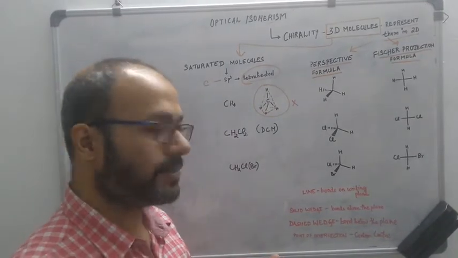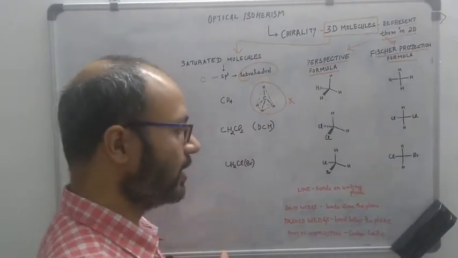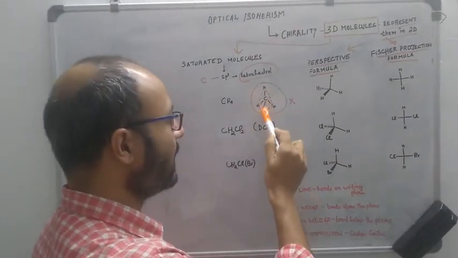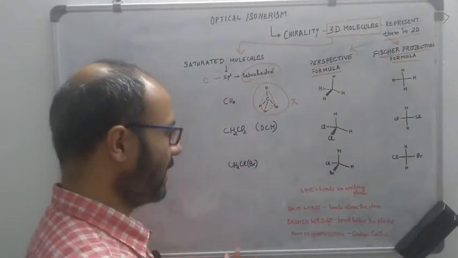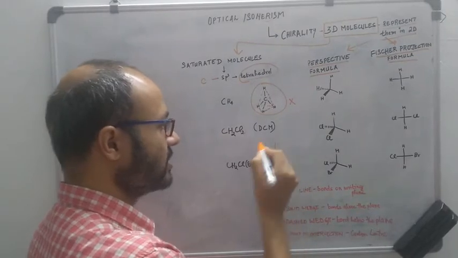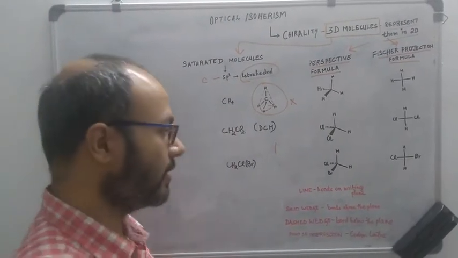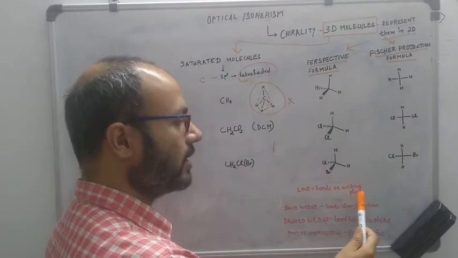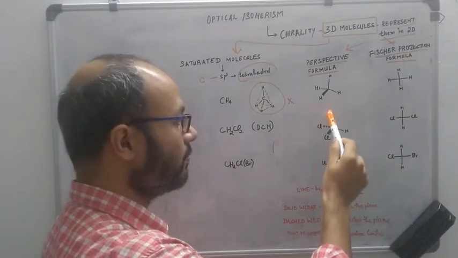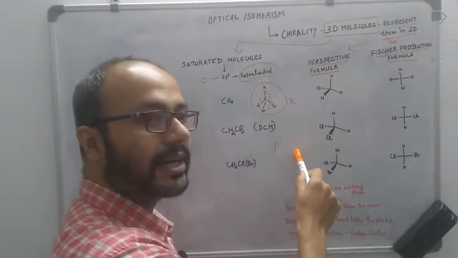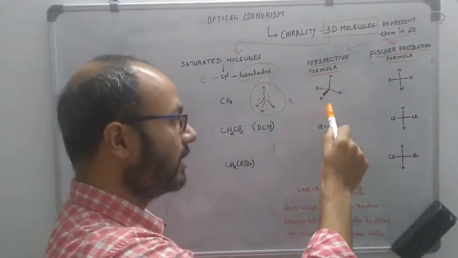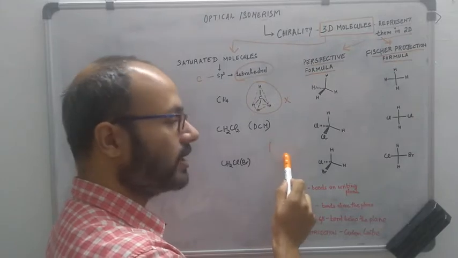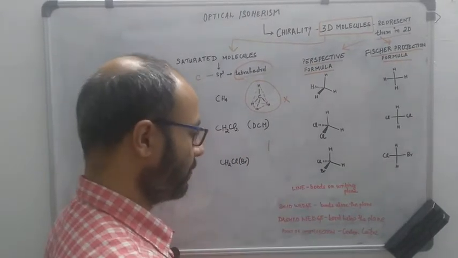Now, in the perspective formula, if you draw a simple line like this, just a simple line, what do you mean by that? It means it represents a bond on the writing plane, that means on the plane of the board. Suppose this is my writing plane, that is the board. If I draw like this, that represents the bonds that are on the plane of the board.